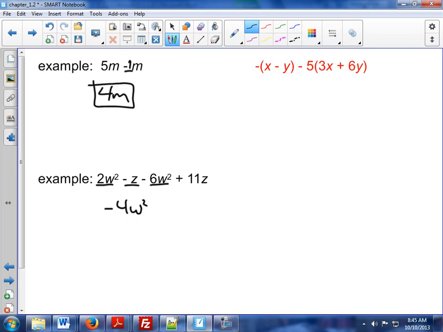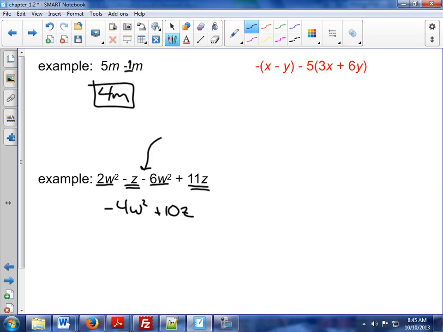And now I'm looking for anything with just a z. Okay? Negative z plus 11z is positive 10z. Okay? If you have 8z, please make sure you look at the negative signs here. You always go with the sign in front of it. 2w squared minus 6w squared.